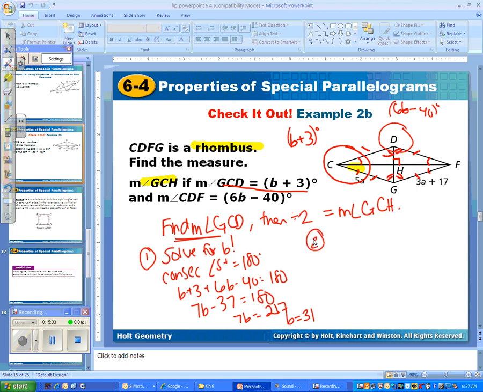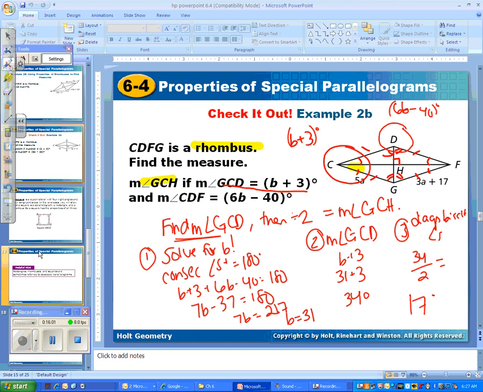Remember, our game plan is to find what measure of angle GCD is. So now GCD is b plus 3. So 31 plus 3 is 34 degrees. So we know this whole angle is 34 degrees. And we know that the diagonals bisect the angles. So 34 degrees divided by 2 will get us our measure of angle GCH, and that is 17 degrees.